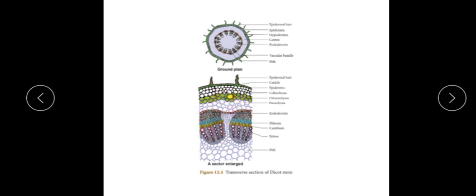Have a look at the outermost layer. In the outermost layer, you can see the epidermis, which is a single layer of parenchyma cells, compactly arranged parenchyma cells. Here, a thick cuticle is present. Now, what is the role of the cuticle? The cuticle is an extra layer present in the stem which offers protection.